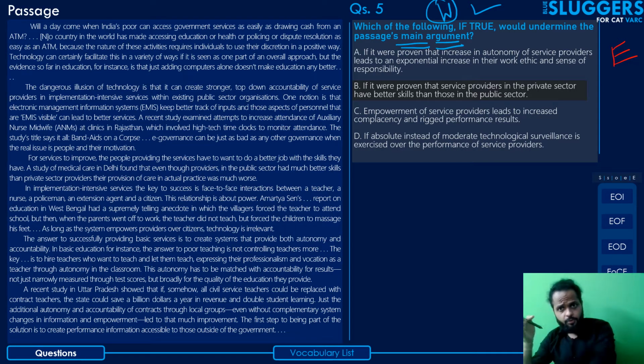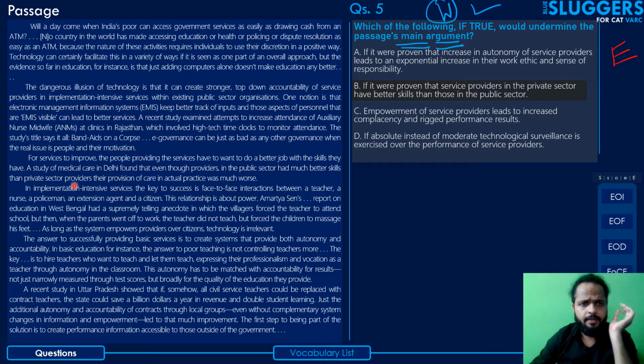If it were proven that service providers in the private sector have better skills than those in the public sector. Now, guys, what might have happened in many cases is that students may have looked at this particular case study of medical care in Delhi, found that even though providers in the public sector were more skilled than the private sector providers, still the services were better in the private sector. So it might seem like option B debunks the use of this example, and probably to some extent, yes, it does render the use of this example objectionable at least.